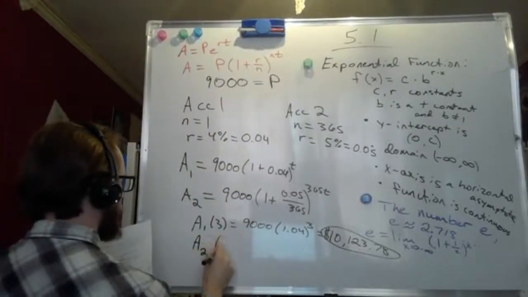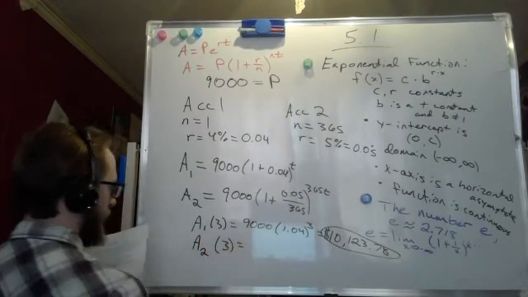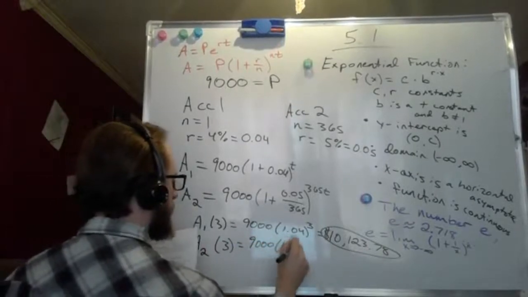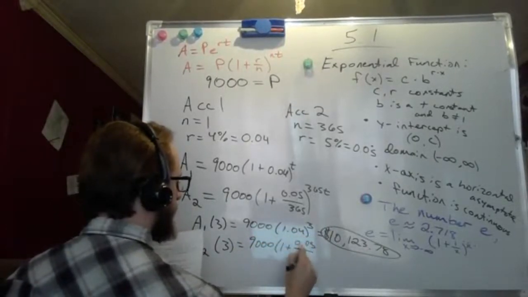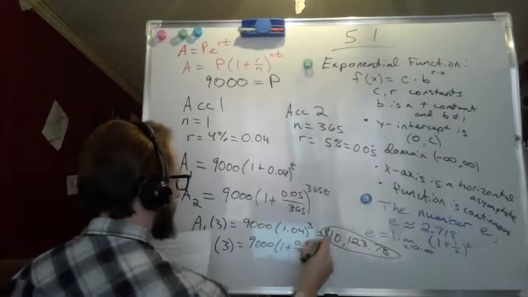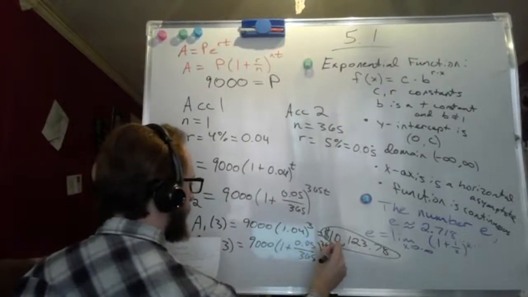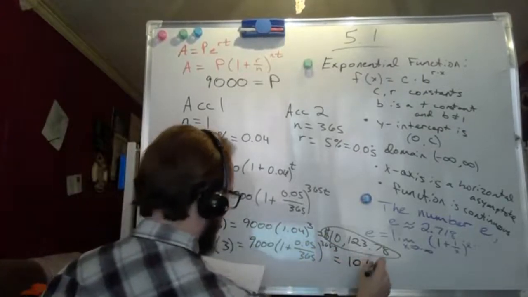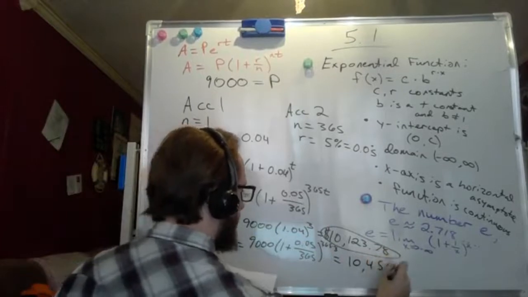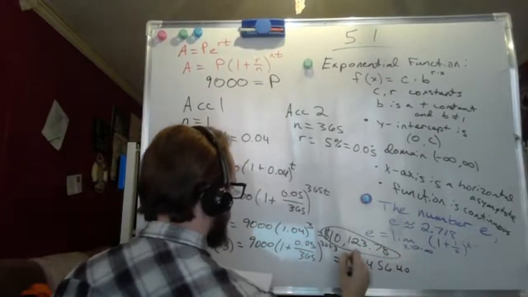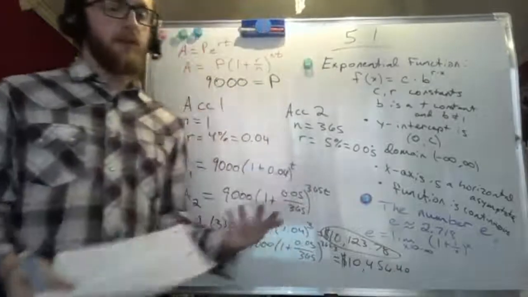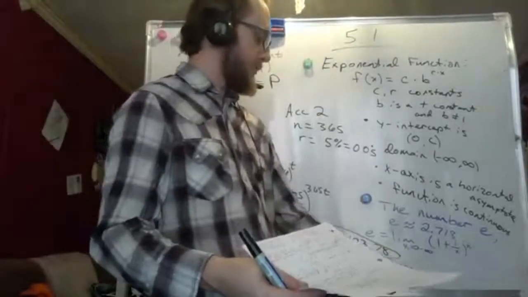And now we look at account 2 when t equals 3. Then here we're going to have 9,000 times 1 plus 0.05 divided by 365 raised to the 365 times 3 power. And again, I worked out it ahead. That's 10,456 and 40 cents. Now for these problems, I'm rounding to 2 decimal places because in terms of money, going beyond 1 penny doesn't make much sense, so we just round to the second decimal place since that's where the pennies are.